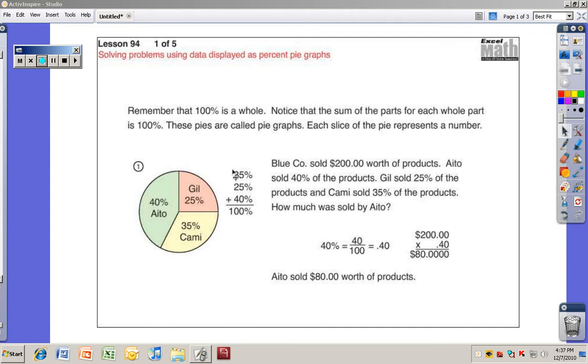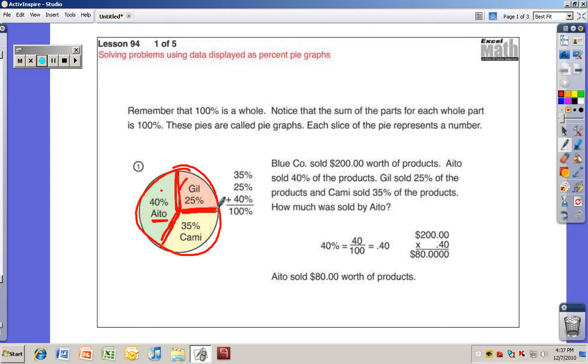These pies are called pie graphs. Each slice of the pie represents a number, represents part of the whole. This is a little bit tricky for some kids, but shouldn't be too hard for you. So when you look at this pie graph, this represents everything. Ato has 40% of everything. You can see that's a little bit less than a half. And Gil has 25%, which is a fourth. And you can see the piece of pie that he has there is 1/4.